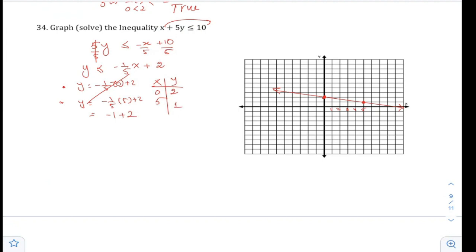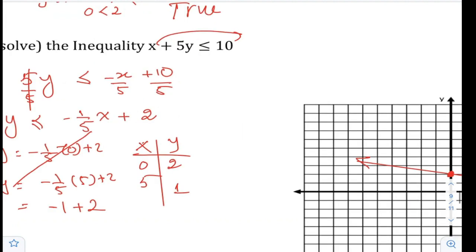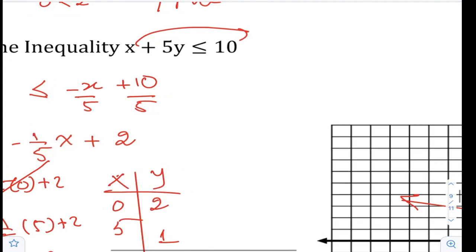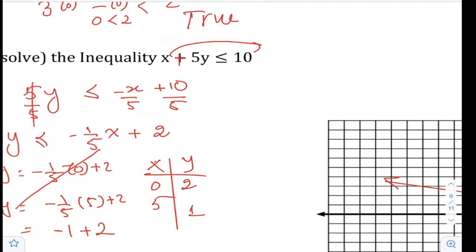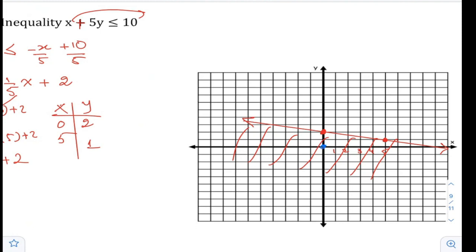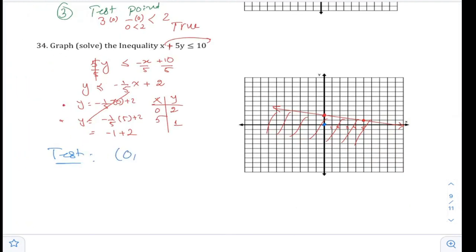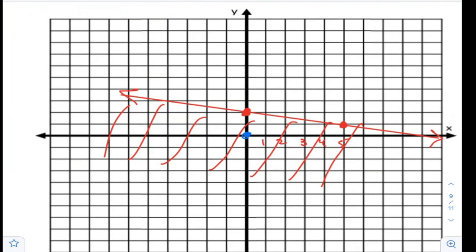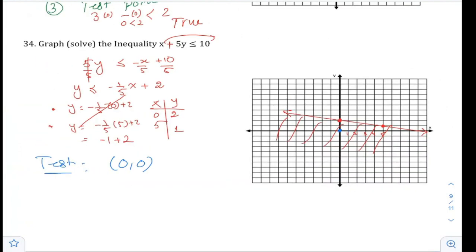Last step will be shading. And as I told you in the previous question, y here is positive, less than or equal, so it's below. So I should expect that it will be somewhere here. But anyway, I will use a test point also to be on the safe side. Since 0, 0 is not on the line, I will use 0, 0. You can use any point. You can use 1, 0, 2, 0. You can use a point here. You can use a point up even. But 0, 0 is easier to replace actually. So I will replace in the original inequality.